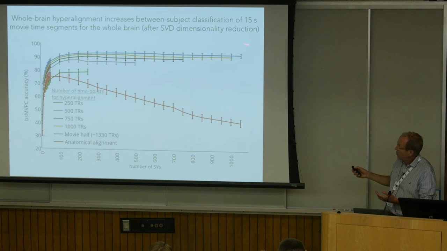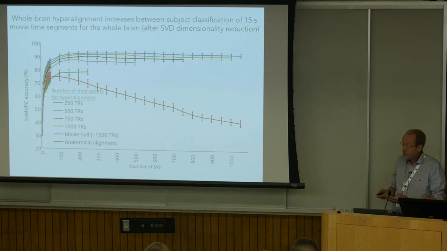And then he looked at classification for different numbers of singular vectors, starting with 10 or something, going up to 1,000. Now, surprisingly, you can see that the anatomically aligned data, that's the red line here, now gives us a classification accuracy for these time segments of around 75, 76%, which is really pretty good. So there is information in anatomically aligned data about what's going on in the movie, which is the basis of Uri Hasson's career, right? Because he does anatomical alignment, and he's doing brilliant things with it.